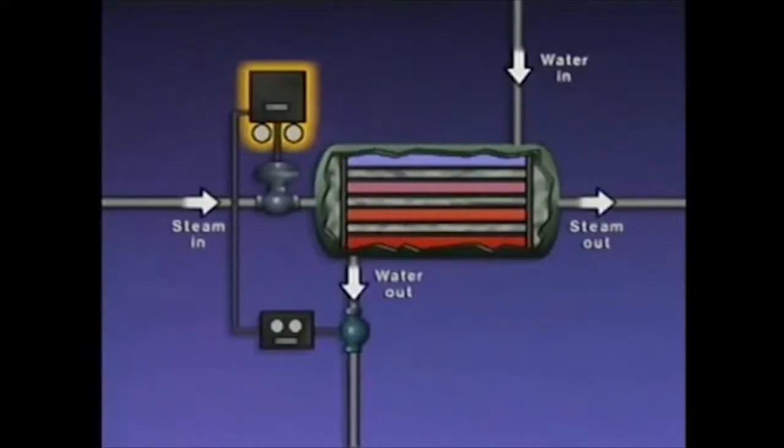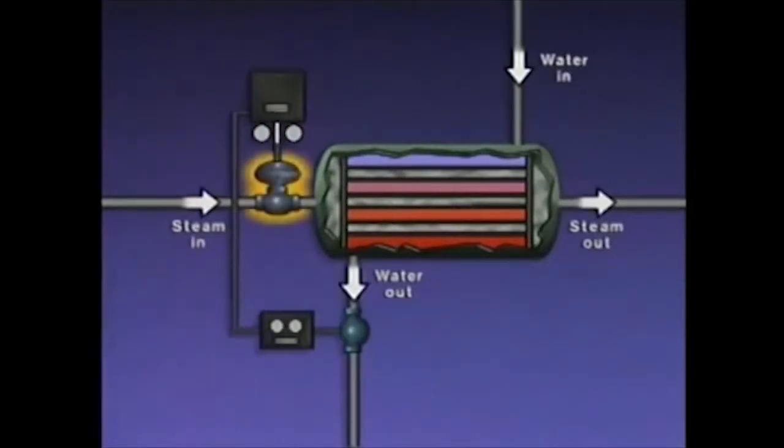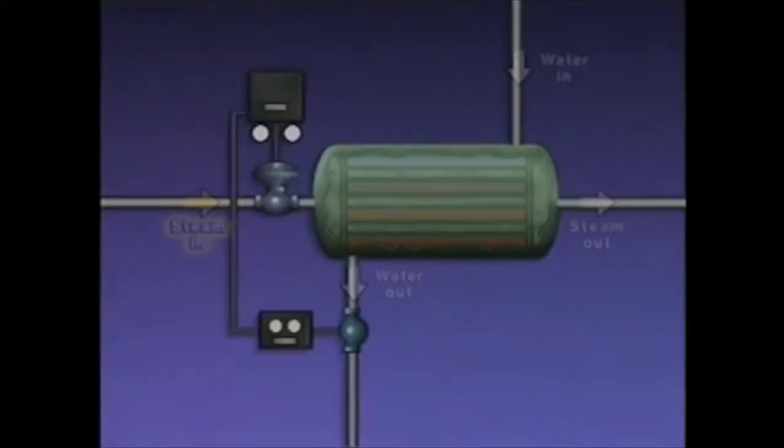The controller measures this signal and compares it with the set point. The controller then computes the difference between the temperature of the water and the set point and sends a corrective signal to the final control element, which is the control valve.